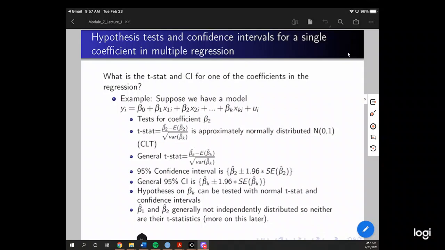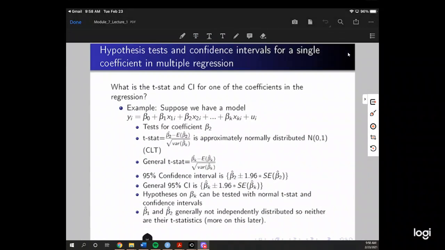So, a hypothesis test in multiple regression. What do I mean by multiple regression? I just mean a regression when we have more than one independent variable, more than one regressor. A hypothesis test in multiple regression is essentially the same as a hypothesis test in a single regression.